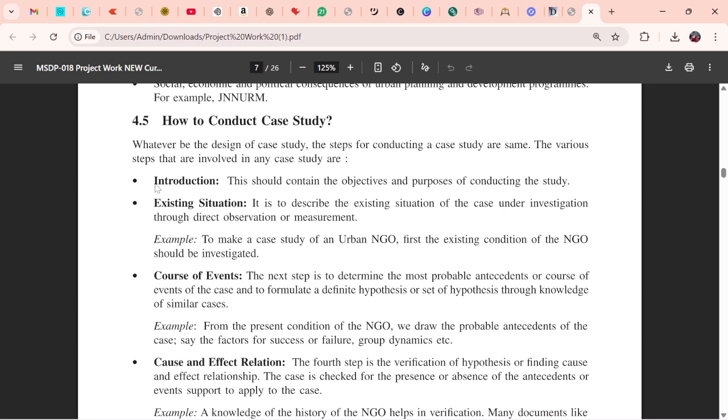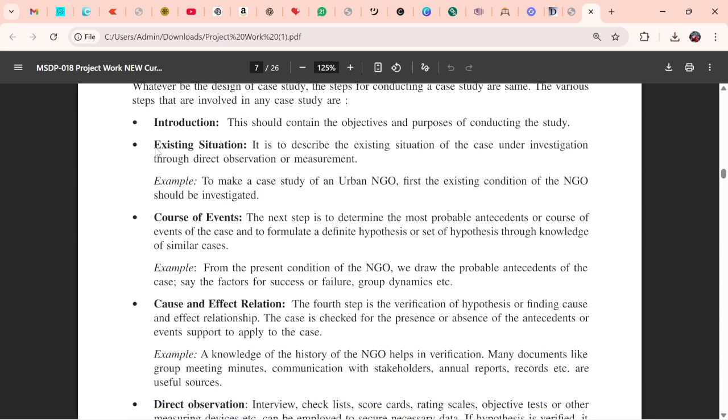First thing is introduction. This should contain the objective and purpose of conducting the study. Next is existing situation. It is to describe the existing situation of the case under investigation through direct observation or measurement. For example, to make a case study on an urban NGO, first the existing condition of the NGO should be investigated.